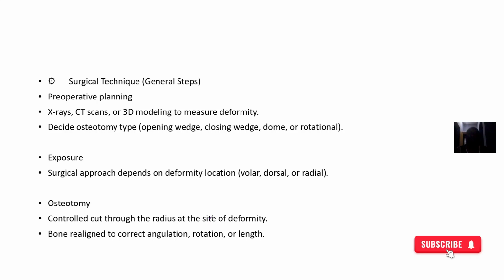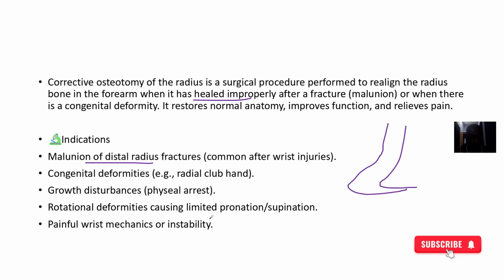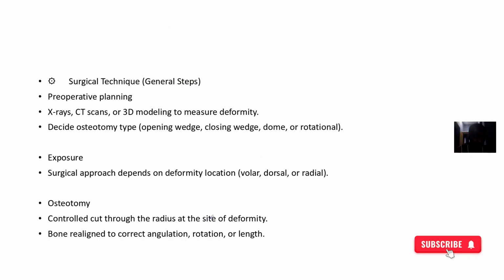Do you understand? So surgical techniques, what are the different surgeries? What are the techniques they use for this corrective osteotomy? So we have the preoperative planning, where you have to do x-rays, CT scans, 3D modelings. All of them are trying to look at, okay, let me try to pinpoint what is wrong. So you also decide the type of osteotomy you want to do. Okay, is it an open wedge? Is it a closing wedge? Is it a dome? Or is it a rotational type? Do you understand? All of these are the types of osteotomies that could be done.